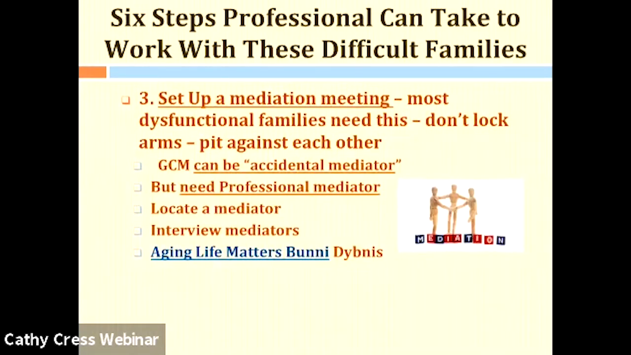And I would interview mediators, and I'm going to use Bunny Dibness, who did sign up for this, little knowing that I was using all her stuff. The name of her agency is Aging Life Matters, and Bunny's out of Los Angeles, and she deals with absolutely crazy cases in mediation. It's just really, really beyond the pale, dysfunctional families. And I would highly recommend that. Okay, we'll move to the next slide.